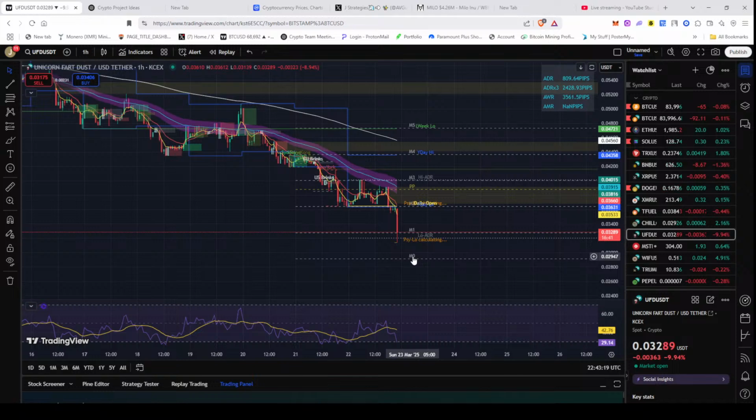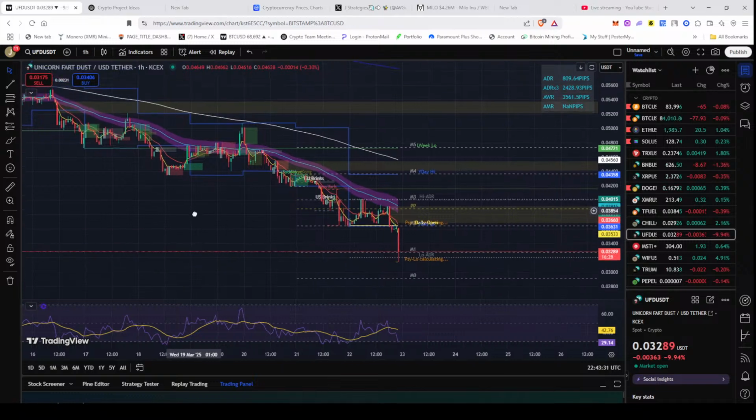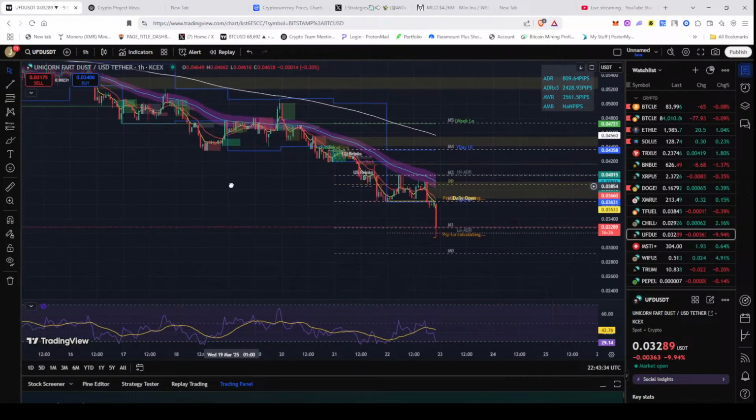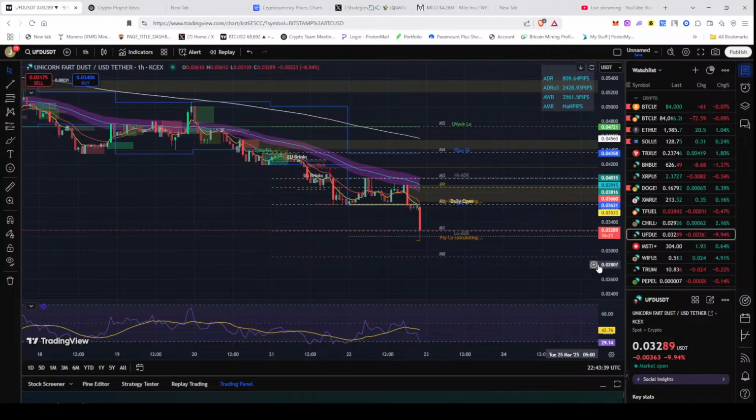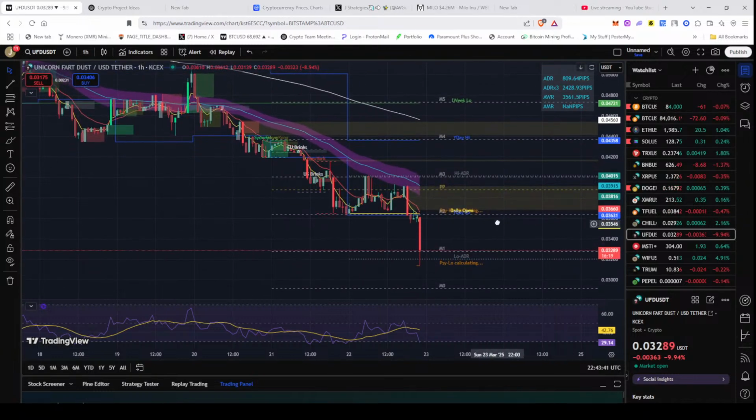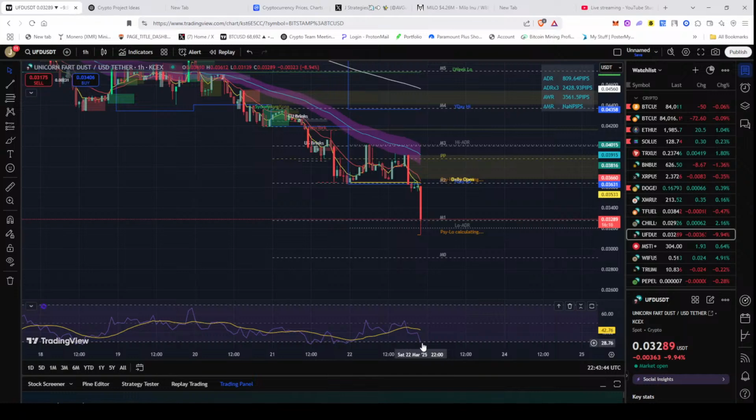Because as soon as we see some increase in volume, because they just printed 1 billion and 275 million in stable coins, this is something that we can actually see happening here. This is something I was paying attention to. And look, oversold territory. We're in oversold territory, and this is exactly why I'm buying into unicorn fart dust.